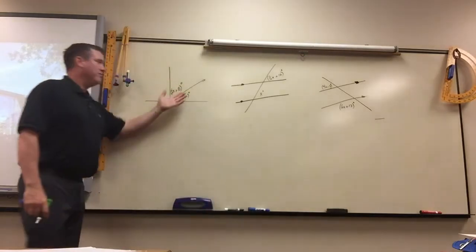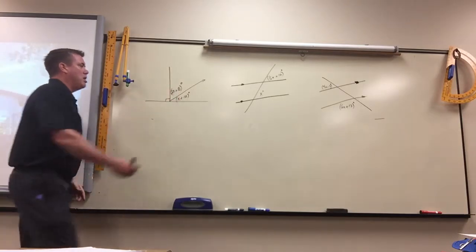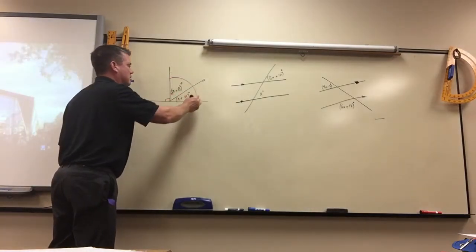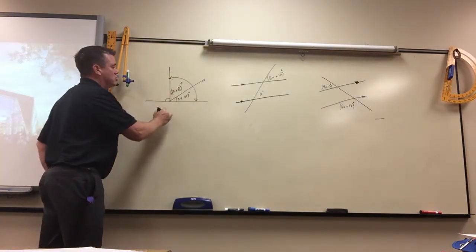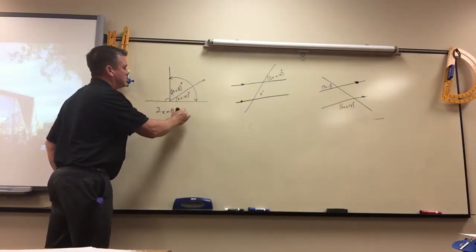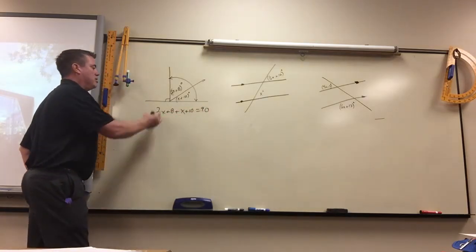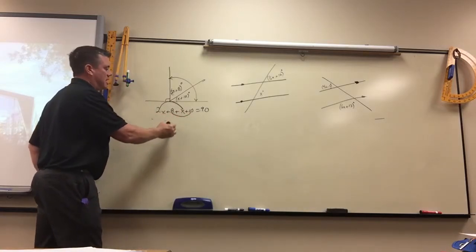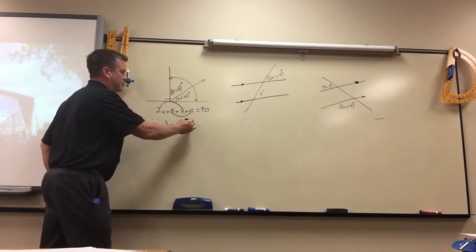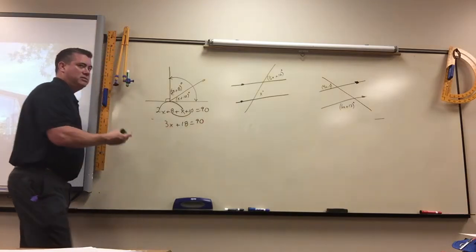On this one, this isn't parallel lines, but what do you know about these two angles? They add up to 90. So that's your equation. That would be 2x plus 8 plus x plus 10 has to equal 90. And then you solve it. So combine the x's, combine the non-x's, and solve it. Subtract 18, divide by 3.